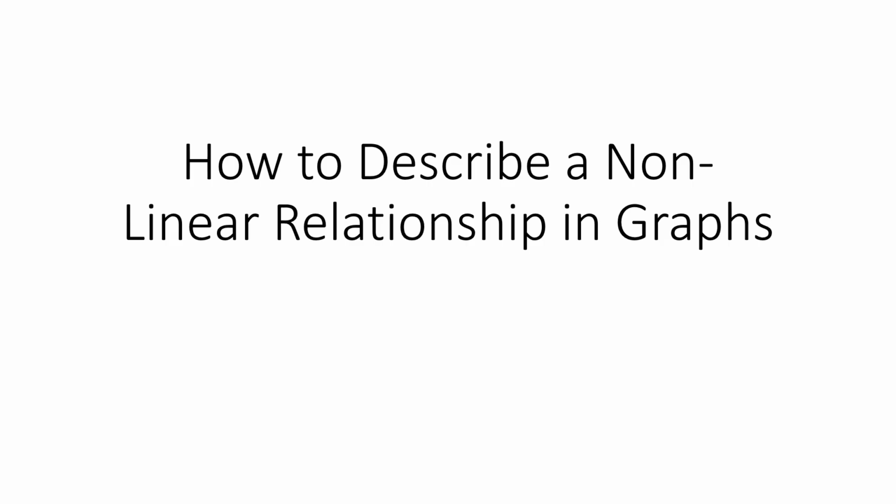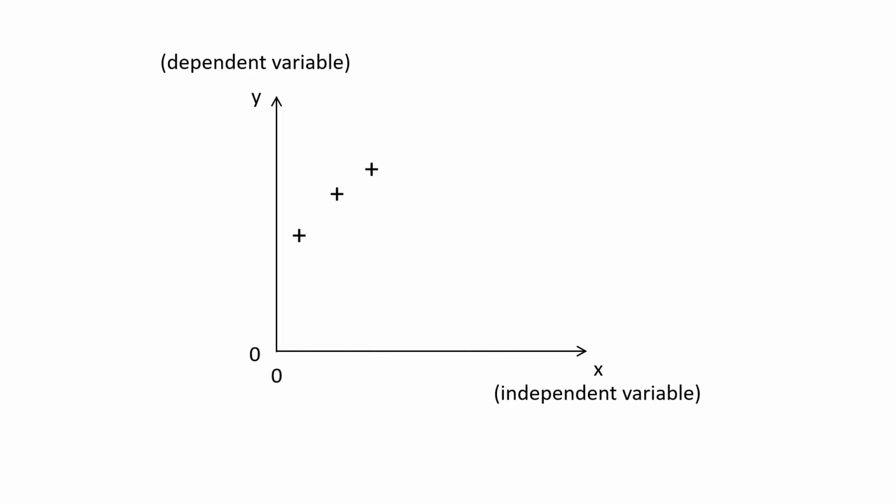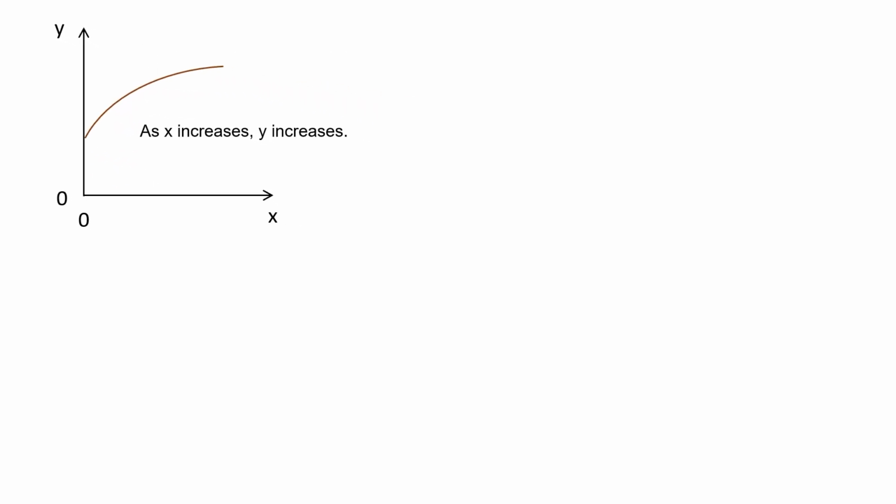In physics, we use graphs to describe relationships between variables. However, it is important to describe these relationships clearly and accurately to avoid confusion. Let's analyze this graph. From this graph, we can see that as x increases, y increases, but not at a constant rate. Is the description "as x increases, y increases" sufficient to describe this graph?